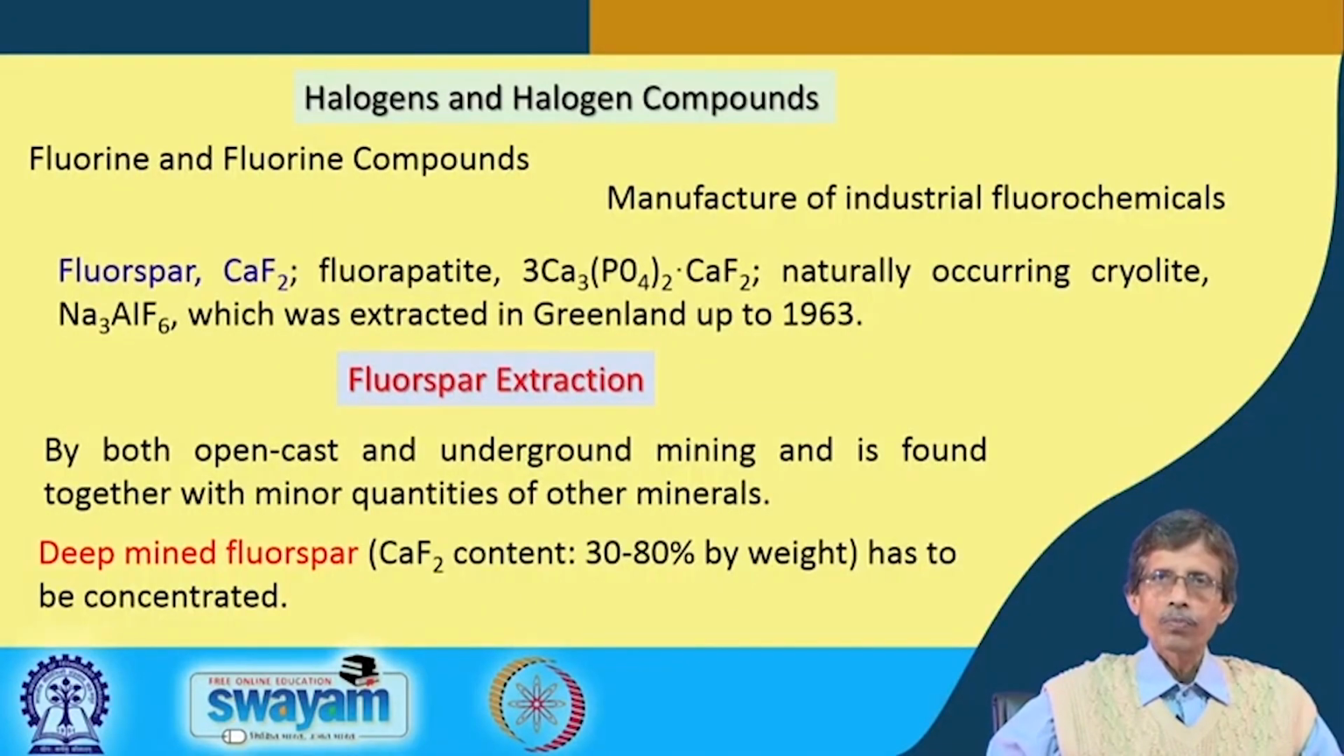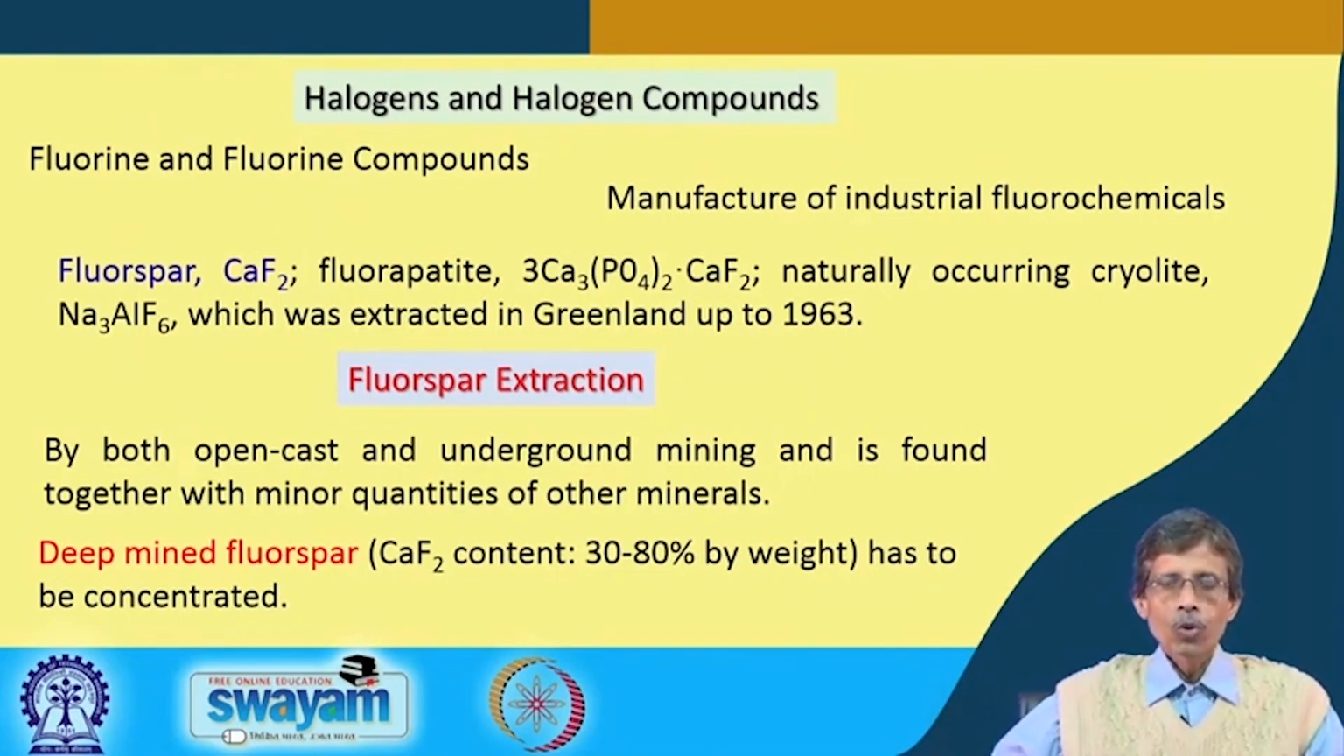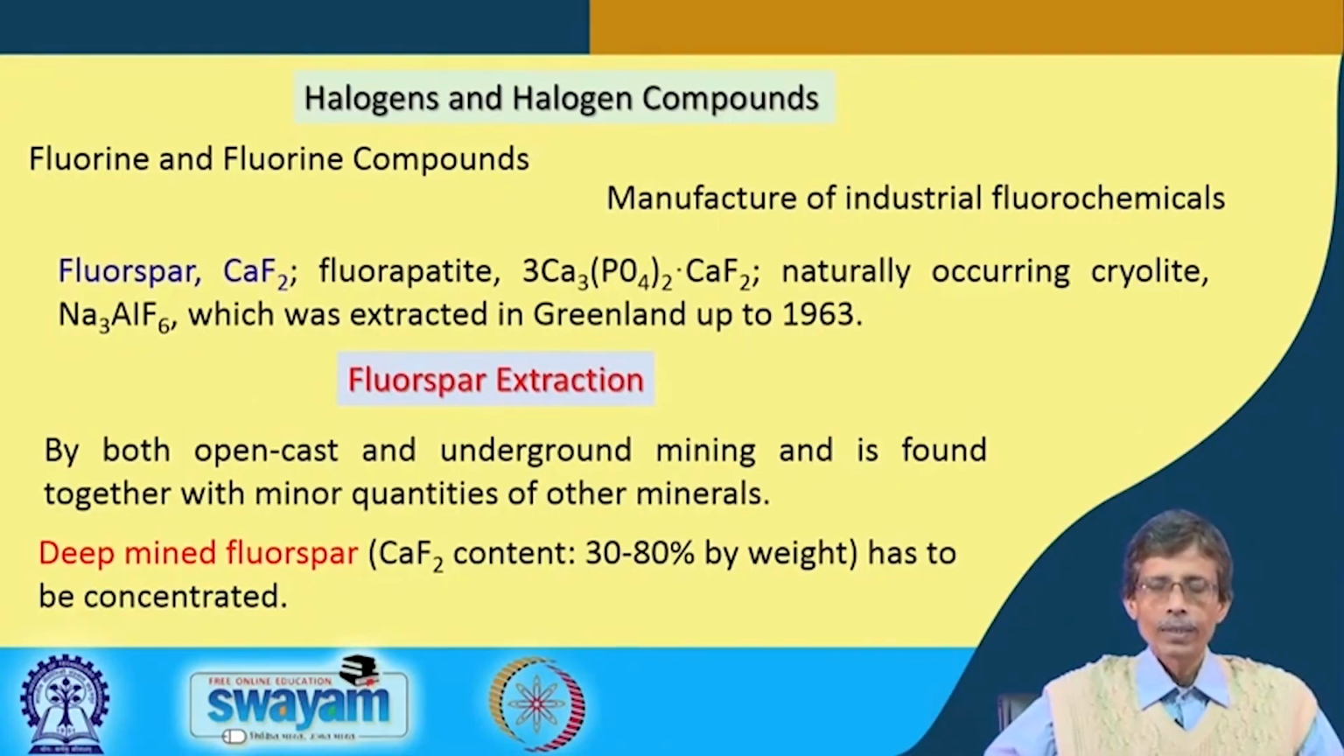So, deep mine fluorspar: the origin, basically where we are getting it from, matters, because the character, nature and quality of those fluorspars are different. Deep mine fluorspar has to be concentrated because the calcium fluoride content is less compared to open cast or slightly lower level underground mining. Sometimes it can be very low, like 30% calcium fluoride, and sometimes it can go up to 80%. So, you should go for mineral enrichment or ore enrichment.